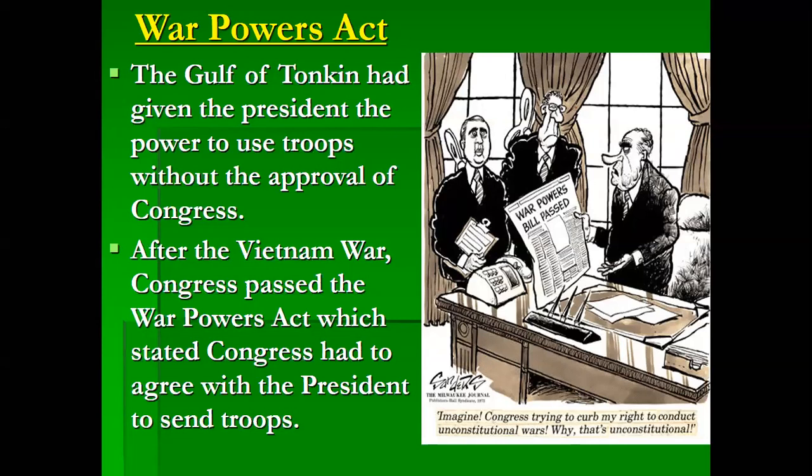What's incredible is that this was the case until 2001. In 2001, Congress once again gave up their power to declare war to the president. They signed a new act, and that new act states that the president can unilaterally, meaning he doesn't need Congress's permission, send troops anywhere he wants to fight terrorism.